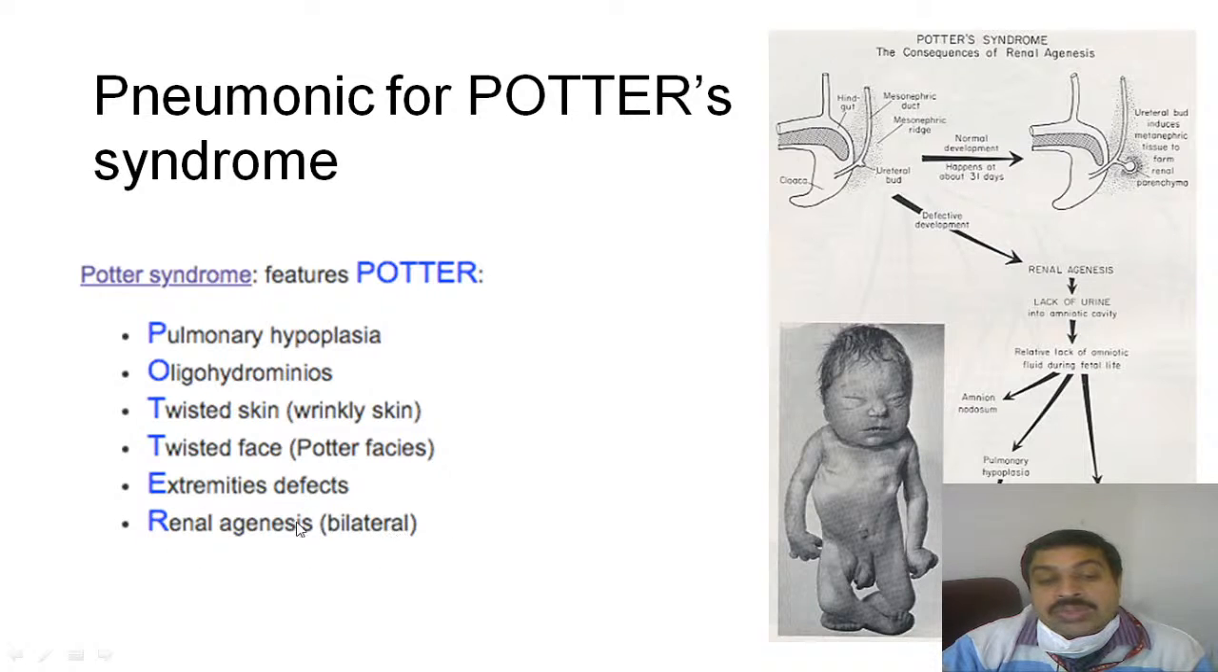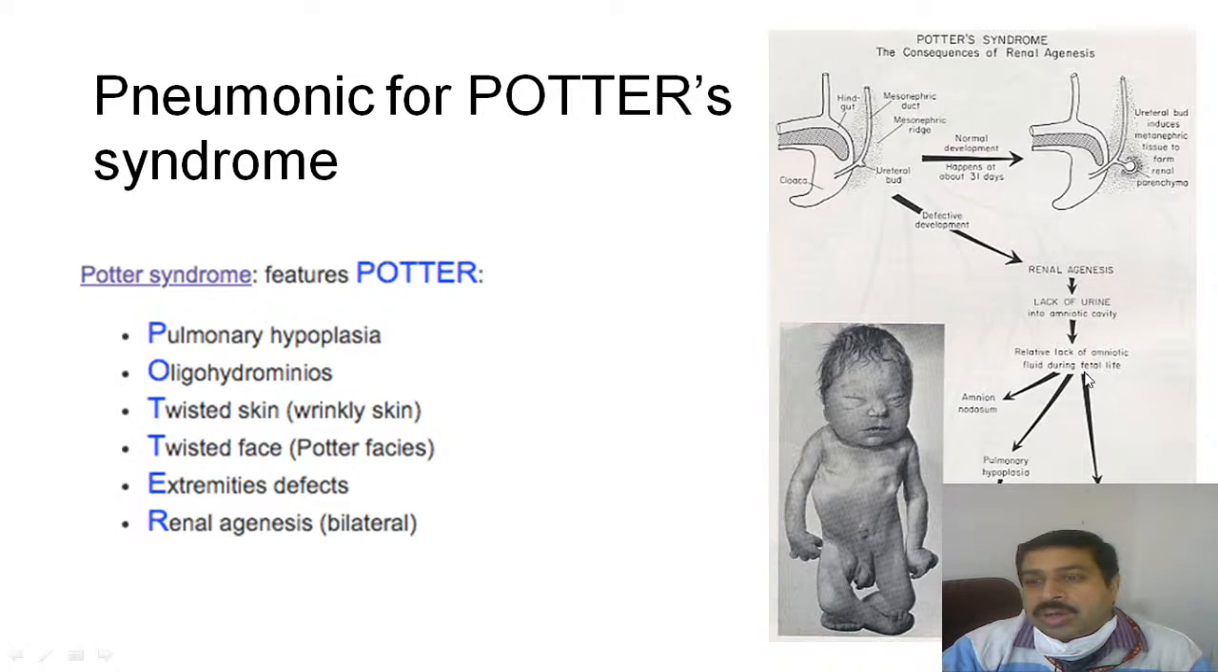Bilateral renal agenesis, no urine, and it can also happen in bladder outlet obstruction even if the kidneys are not absent. So renal agenesis is not required for Potter's syndrome, but if there is renal agenesis, it is certainly possible to have Potter's syndrome. But even if the kidneys are well developed, if there is obstruction of the bladder and there is bladder outlet obstruction, that fetus will also have Potter's syndrome. So this is the mechanism.